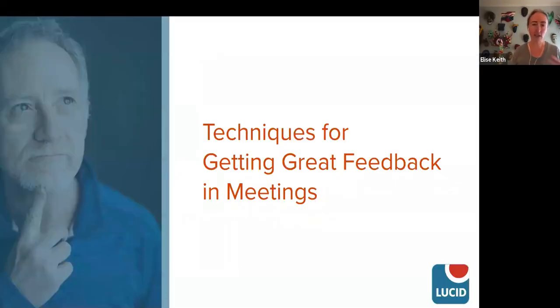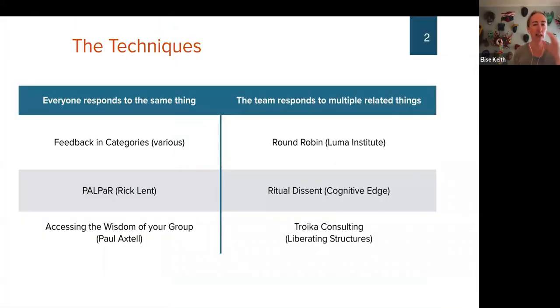Today's topic is techniques for getting great feedback in meetings. We're going to look quickly at 6 different techniques that come from different places. To begin with, we'll look at techniques that are good for getting everybody to respond to the same question or the same idea. So if you've got a group and you want all of them to weigh in on the same thing, we'll look at feedback in categories, PALPAR, and accessing the wisdom of your group.